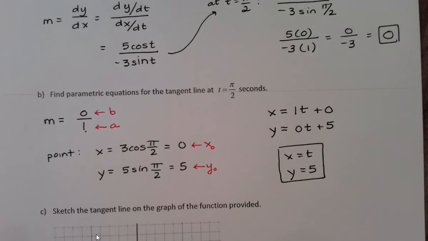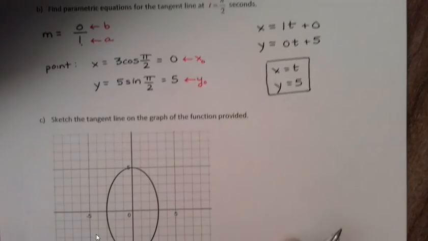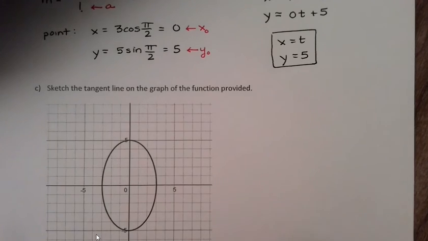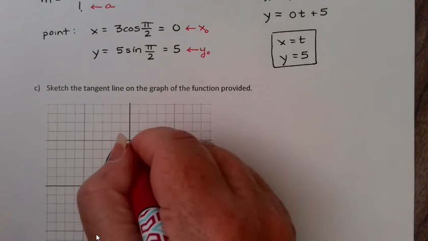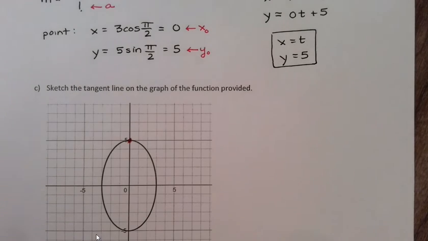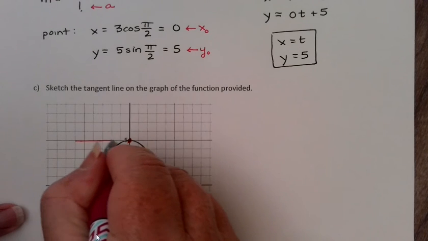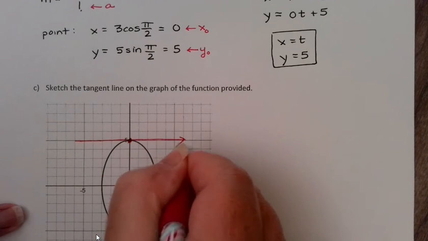All right, then once again, we're just going to sketch the tangent line on the graph of the function. This one's not too tough. Our point of tangency here that we just figured out was 0, 5. So our point of tangency is right up here at the top of the ellipse. And just visually, you can see that that tangent line has to be horizontal, but we did find a slope of 0. So it is absolutely a horizontal line.